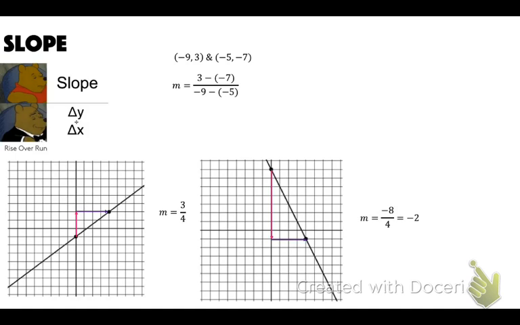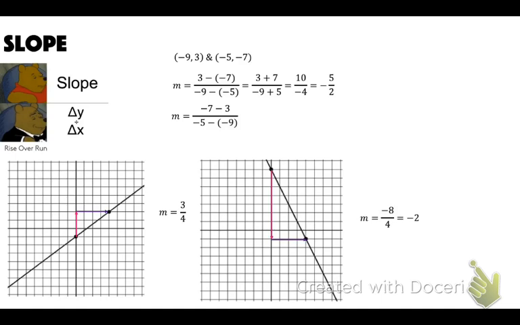And notice how these ones both came first and these came second. Okay, that's very important. You could have flip-flopped them, but just make sure whatever one you put first on the top is first on the bottom also. But then 3 minus negative 7 is 3 plus 7, and negative 9 minus negative 5 is the same as negative 9 plus 5. So that's 10 over negative 4, which is negative 5 halves.